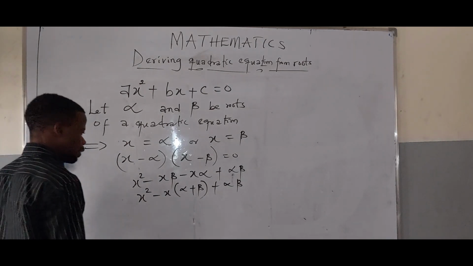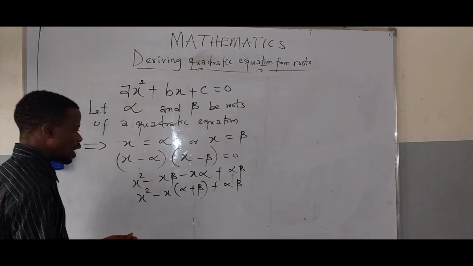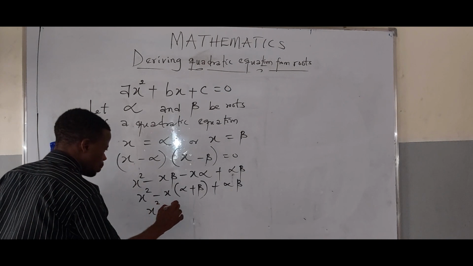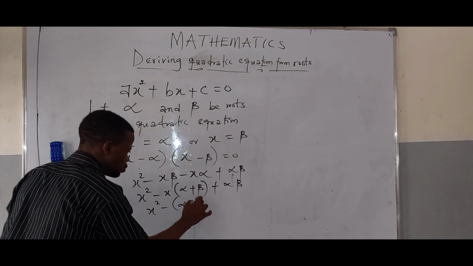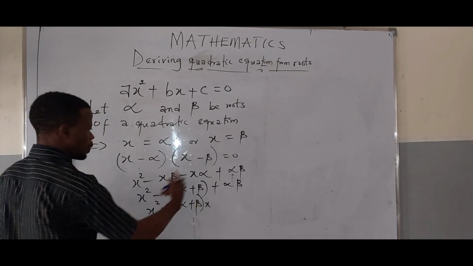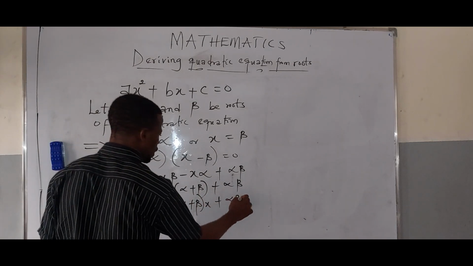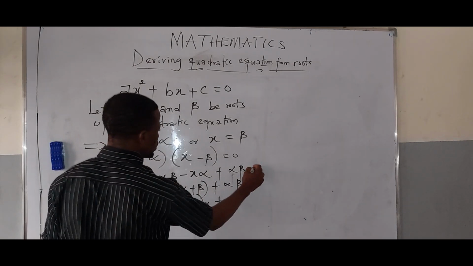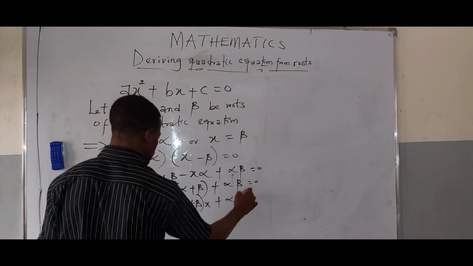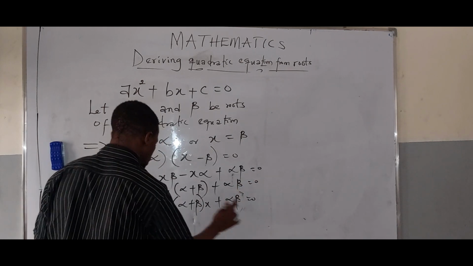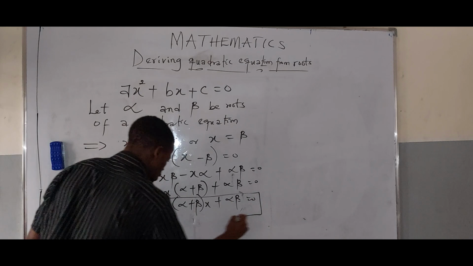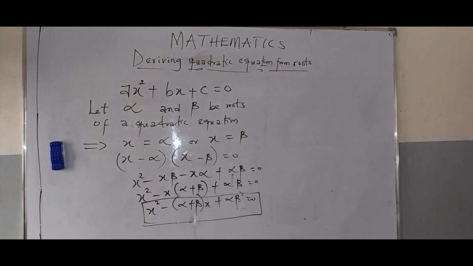So what am I doing now? This is the same thing. The general formula is x squared minus alpha plus beta, x here, then I have plus alpha beta. This, don't forget, is equal to 0. So this is the general formula that we use. Are you getting it? So from here, we can use it.